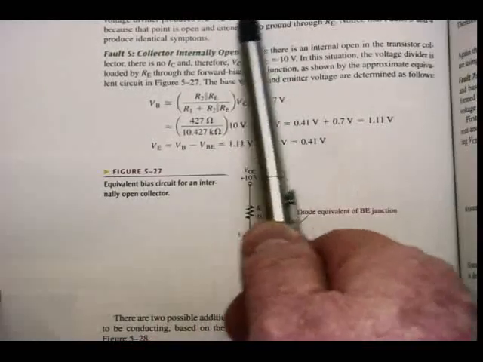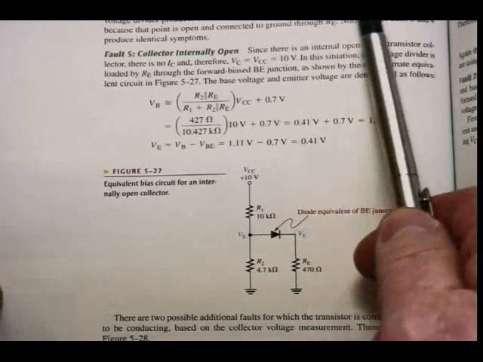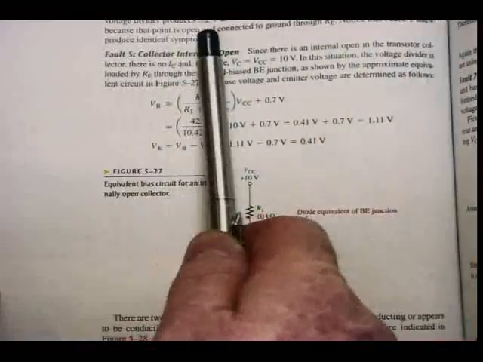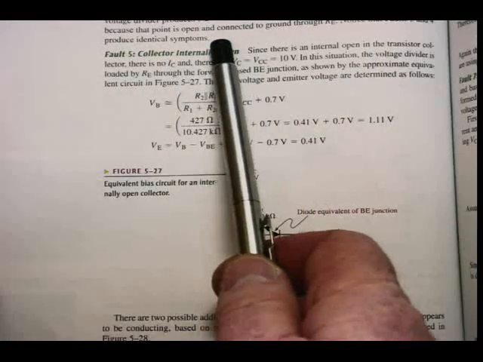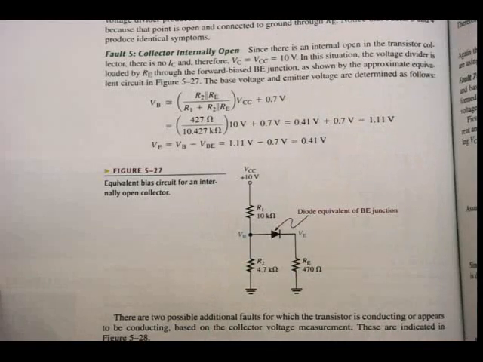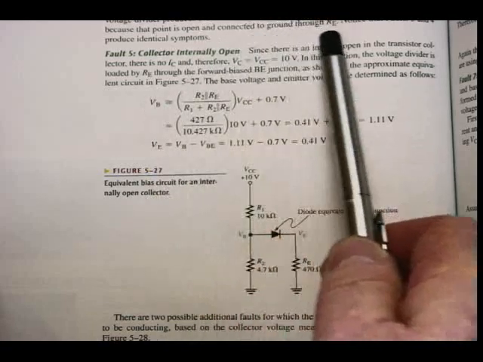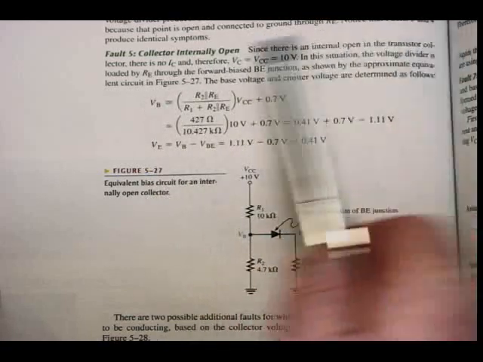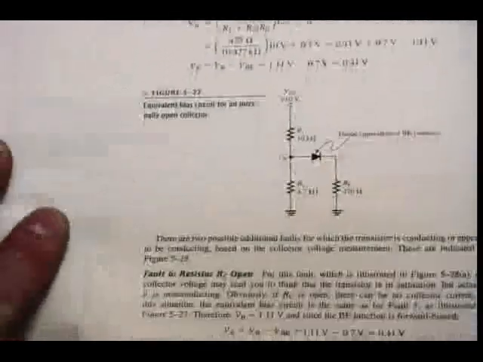Just as for the case of the open RE and the internally open base, the voltage divider produces 3,2 volts at the base because the transistor is internally open at the emitter. The voltage at the external emitter lead is 0 volts because that point is open and connected to ground through RE. Notice that faults 3 and 4 produce the identical symptoms. Still the transistor that is faulty, so you'll have to replace the transistor.